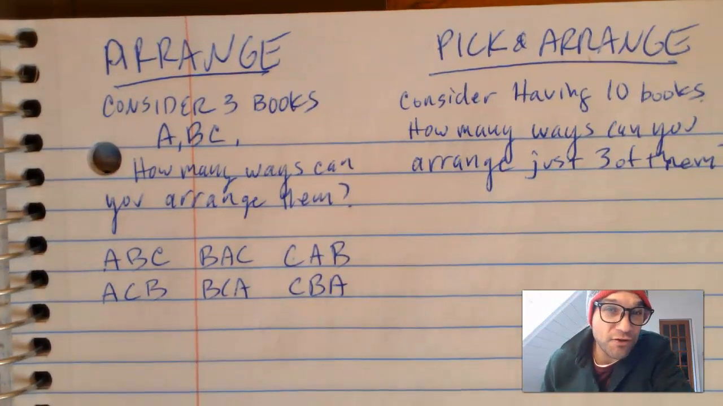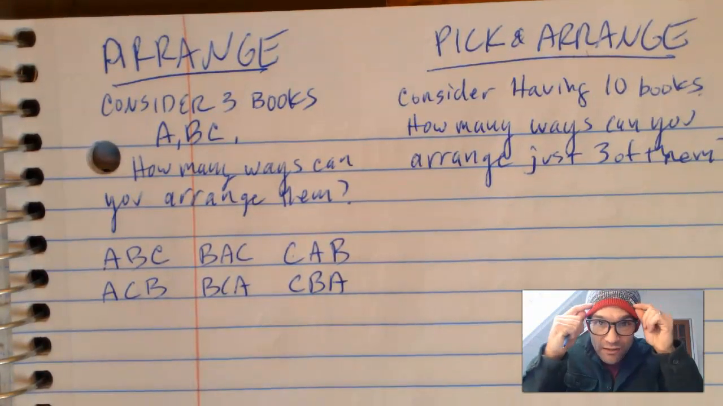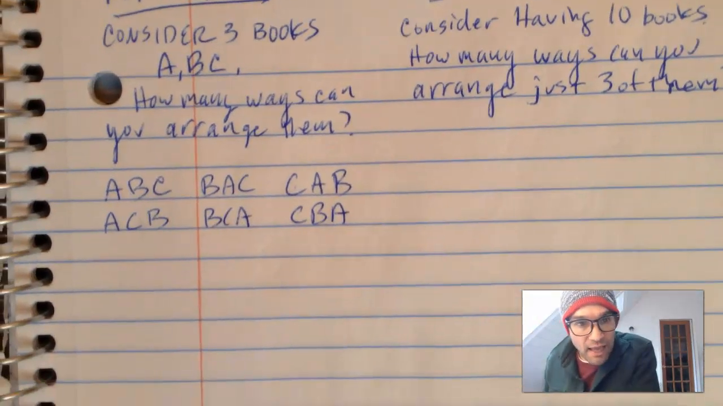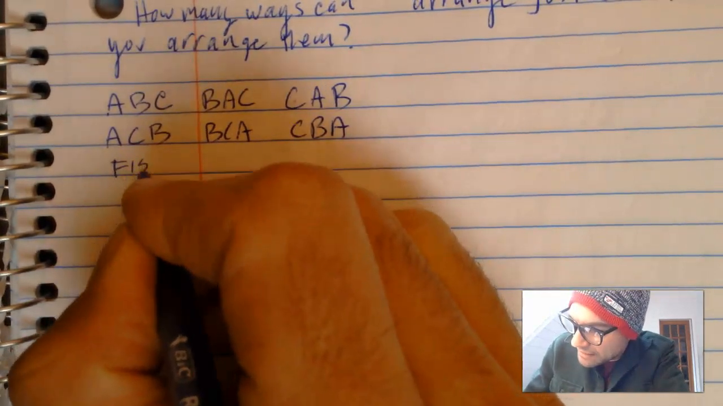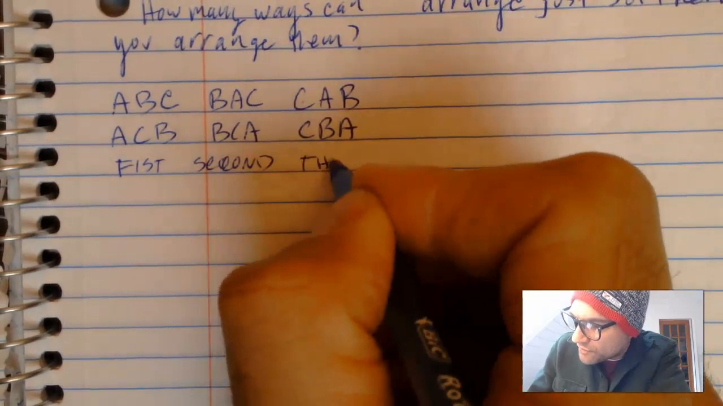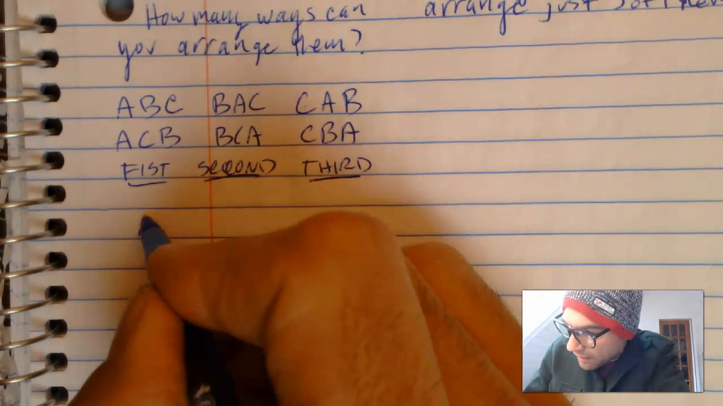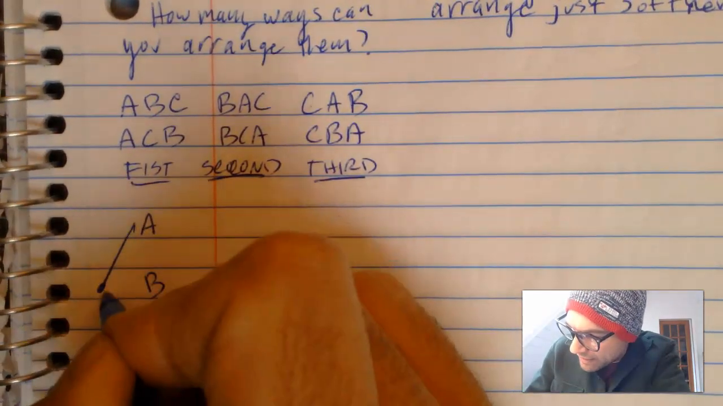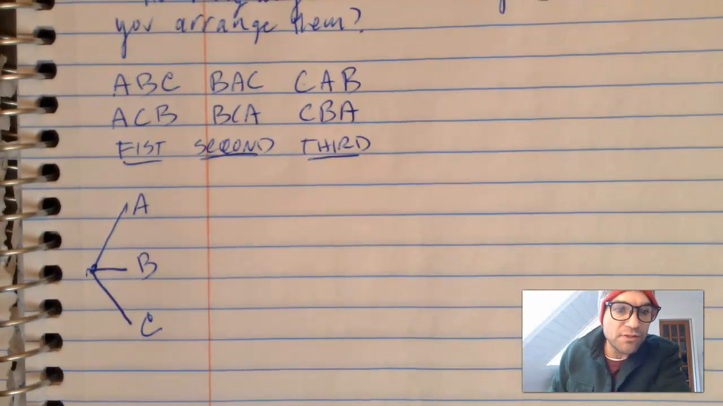But if I had to do it for 13 books or 27 books, it would be really hard to write them all out. So I need to think of a logical way to approach this. So what I do is I think of positions on the shelf, and I say, well, let's think about the first position, the second position, and the third position on this shelf. In the first position, I could have put A there, B there, or C there. So there's basically 3 options at first.